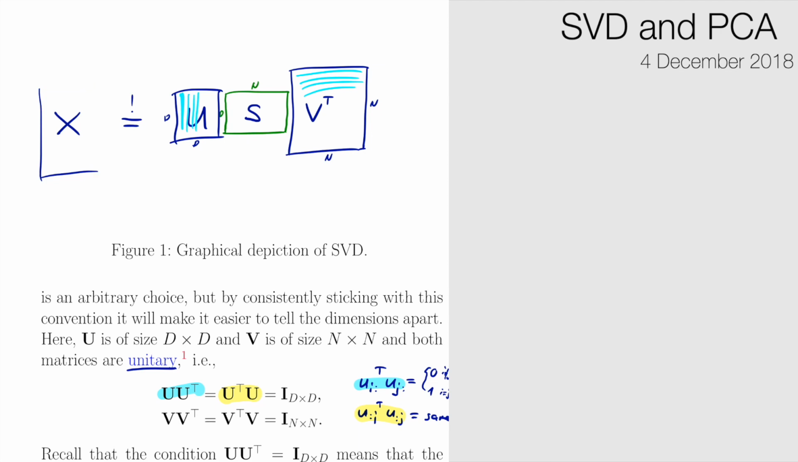Now I just did it wrong, so we said D is smaller than N. So this is how the picture looks like. Okay, is that clear so far? And properties of U and V: orthonormal. And same for V.